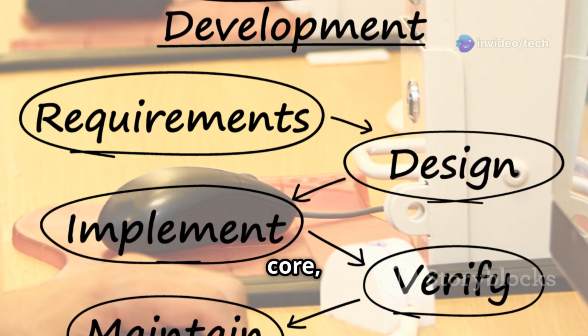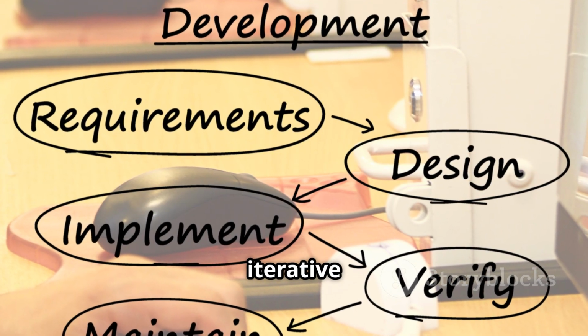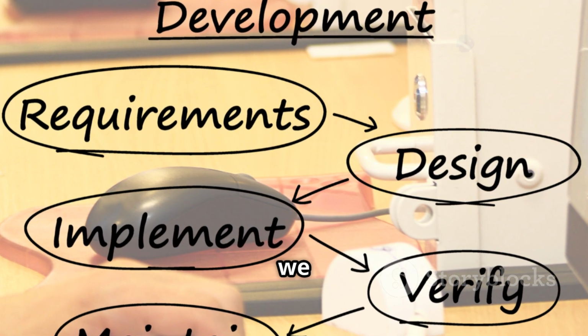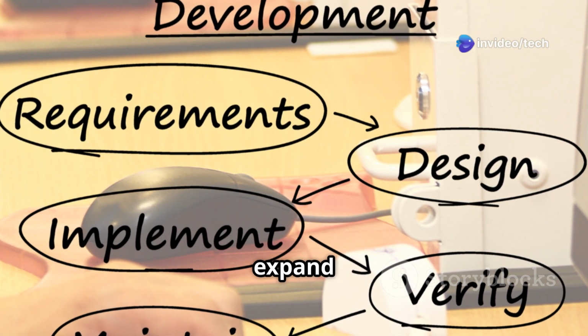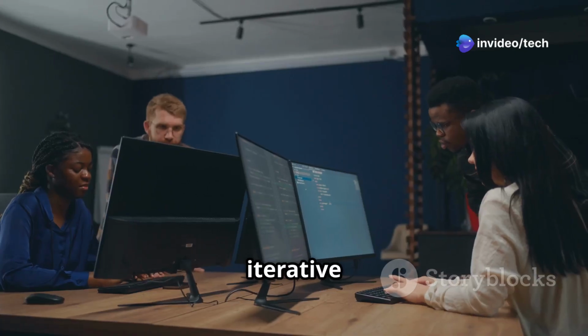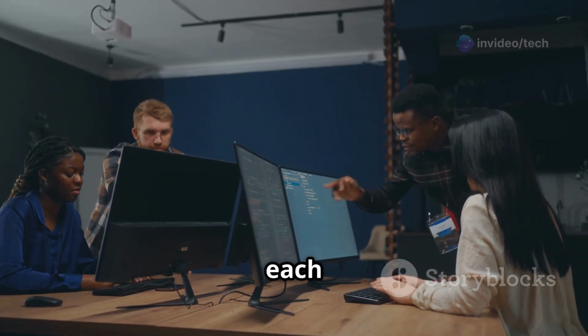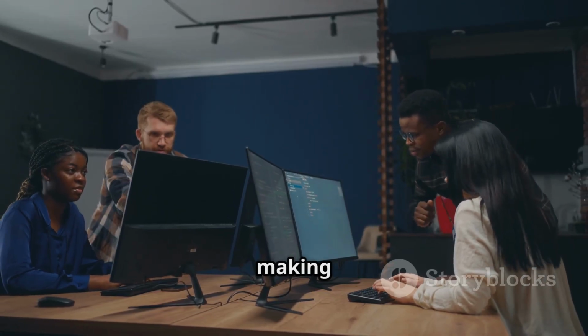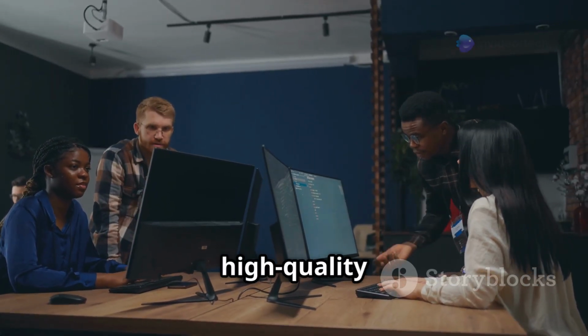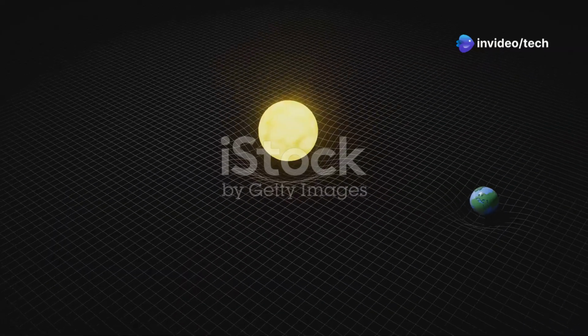At its core, UP emphasizes iterative and incremental development, promoting a cyclical approach where we repeatedly refine and expand our understanding of the software we are building. This iterative process allows us to learn from each cycle, incorporating feedback and making incremental improvements, ultimately leading to a robust and high-quality software product.